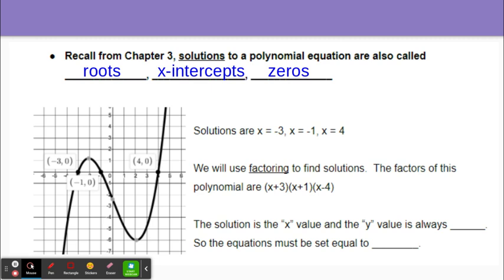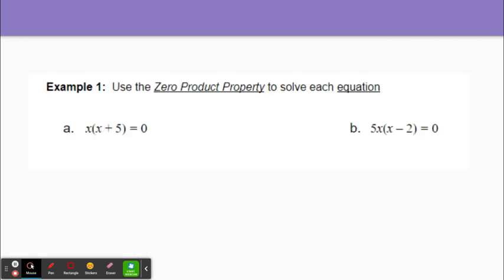So in lesson 4.4, we factor our polynomials. This time we're going to take it one step further. If I put this equal to 0, my answer, my solution, will be -3. So it says the solution is the x value and the y value is always, so we take a look at all these y values. I can see that all the y values are 0. So the solutions must be set equal to 0. So step 1 on all of our polynomials, we want to make sure 0 is on one side, and then we're going to factor to solve.